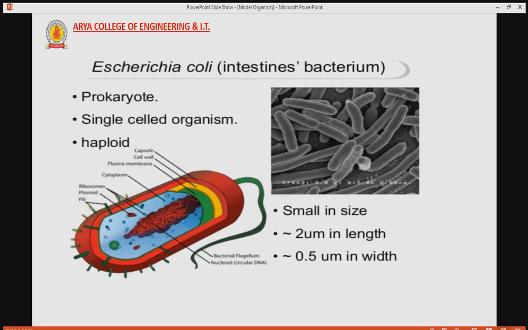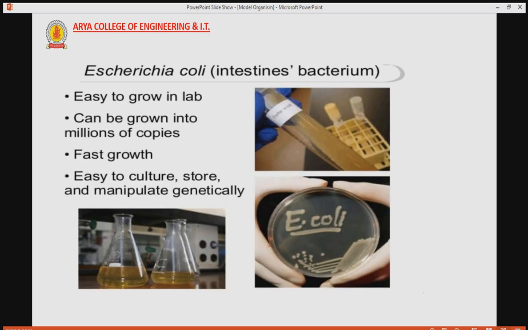The next one is Escherichia coli. It is a bacterium found inside the human intestine. It is rod shaped. It is prokaryotic, meaning its nucleus is not well developed. It is a single celled organism, and haploid, meaning it has a single set of chromosomes, and its size is also very small. It can easily grow in the lab, in millions of copies. Its growth is fast. It is easy to culture, store and manipulate genetically.